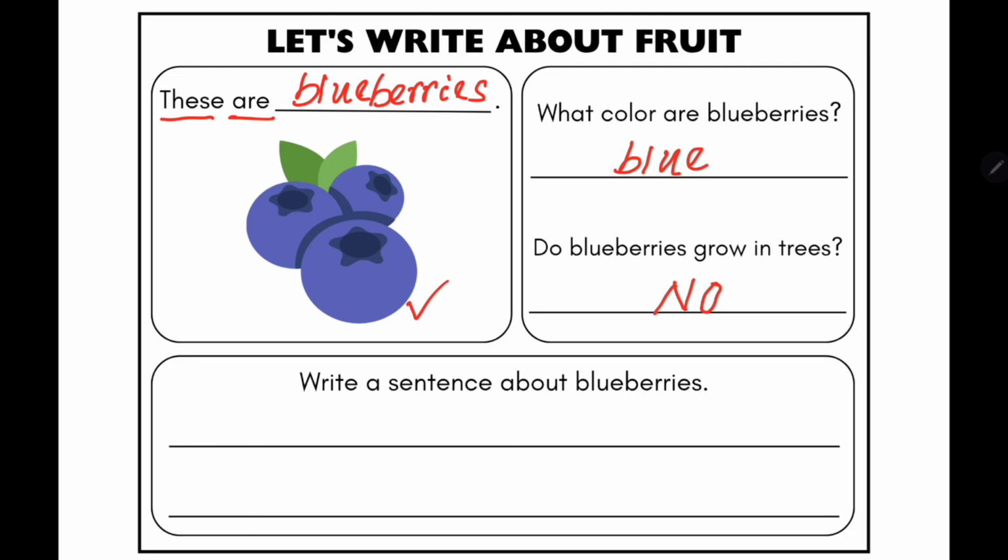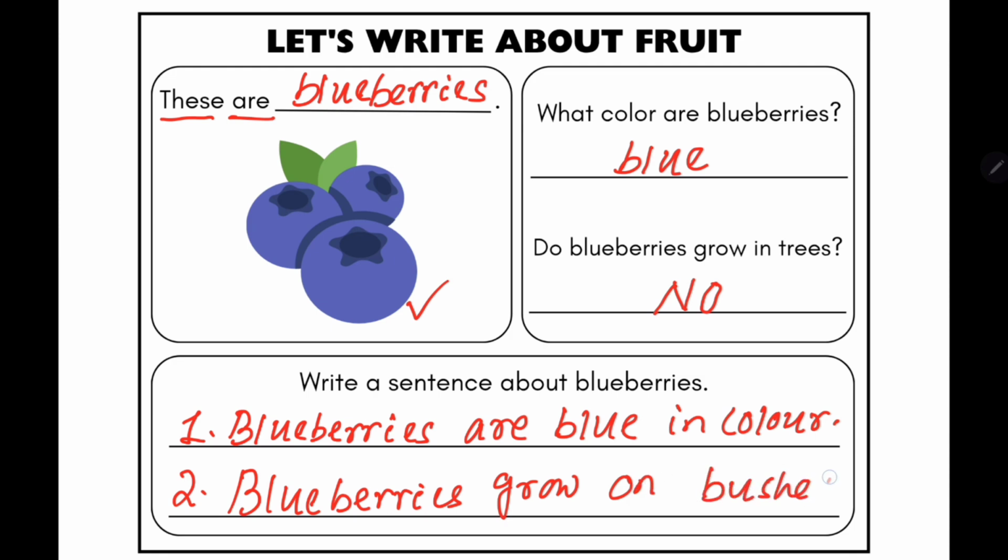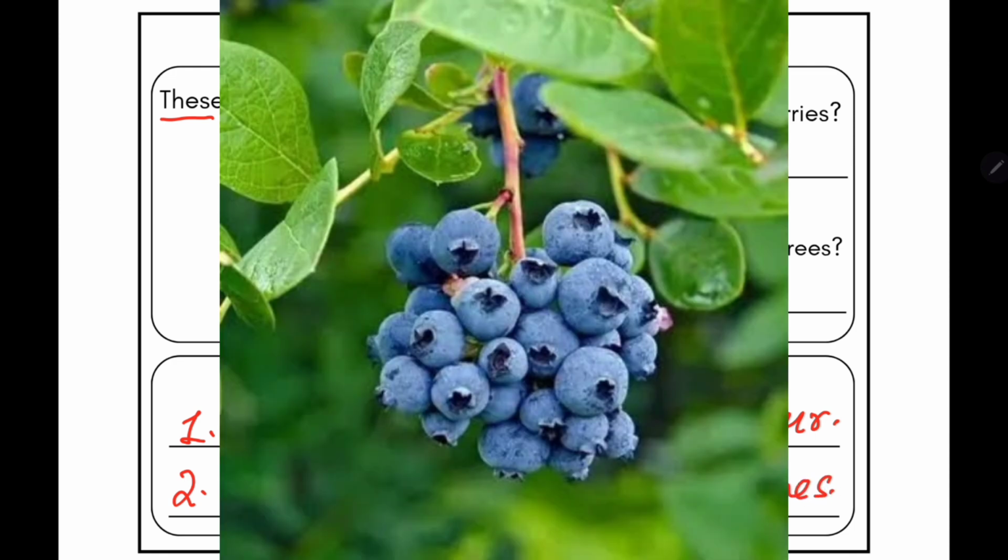Blueberries are blue in color. Okay, this is very simple. So this is the first sentence. Second sentence, blueberries grow on bushes. So this is the bush. Here are the blueberries. You can see it.